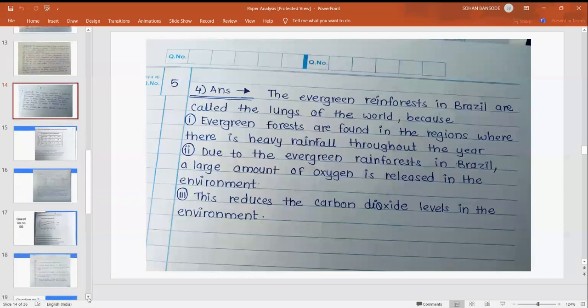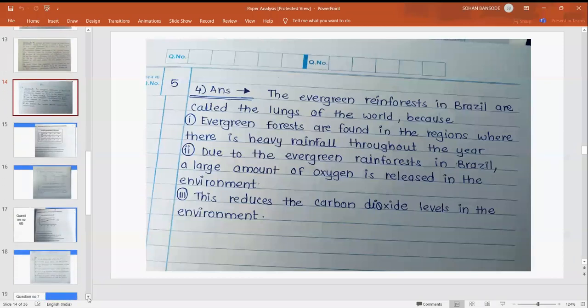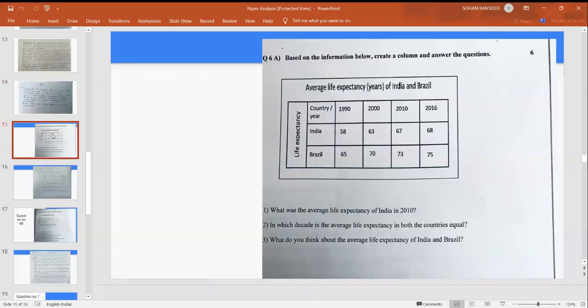Okay, so all the 4 questions from question number 5 we have attempted. Now this is question number 6. Based on the information below, create a column and answer the questions. Now students, here is one thing: question number 6 includes A and B, two options, but from these two you have to attempt only one, because question number 6 carries 6 marks, and A and B are both 'or' questions.